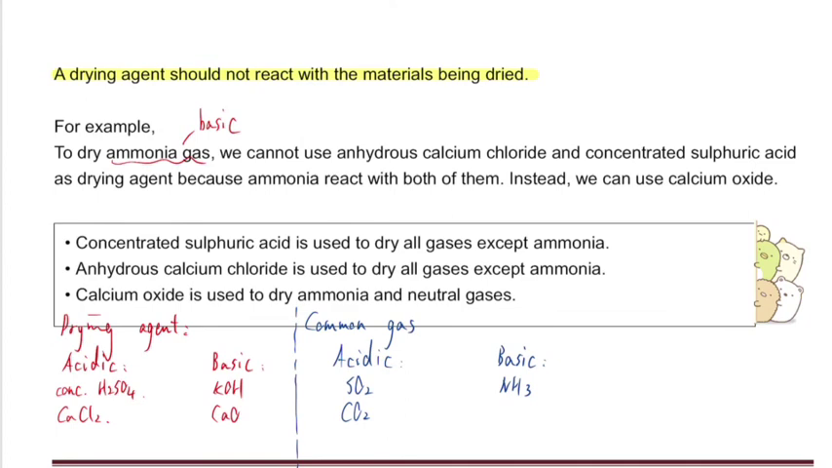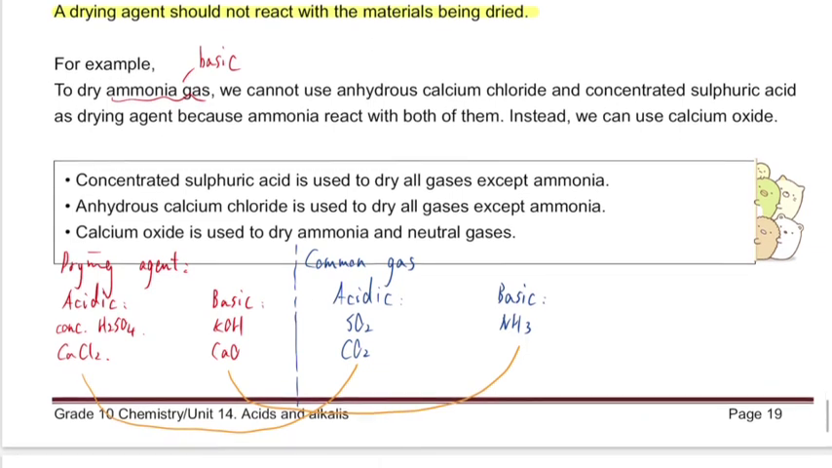So the principle you need to bear in mind is that we should never use any basic drying agent to dry any acidic gas. It should not work in this way. A basic drying agent will not be used with an acidic gas, and also an acidic drying agent should not react with a basic gas. So the preferred combination would be a basic drying agent with a basic gas and an acidic drying agent with an acidic gas.